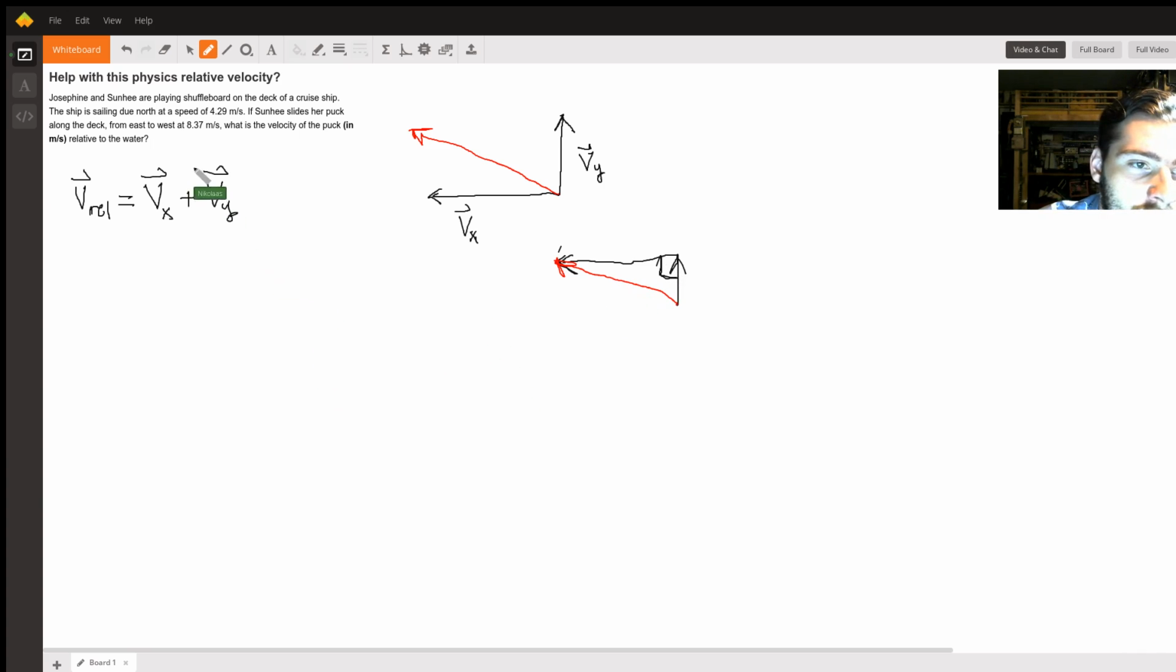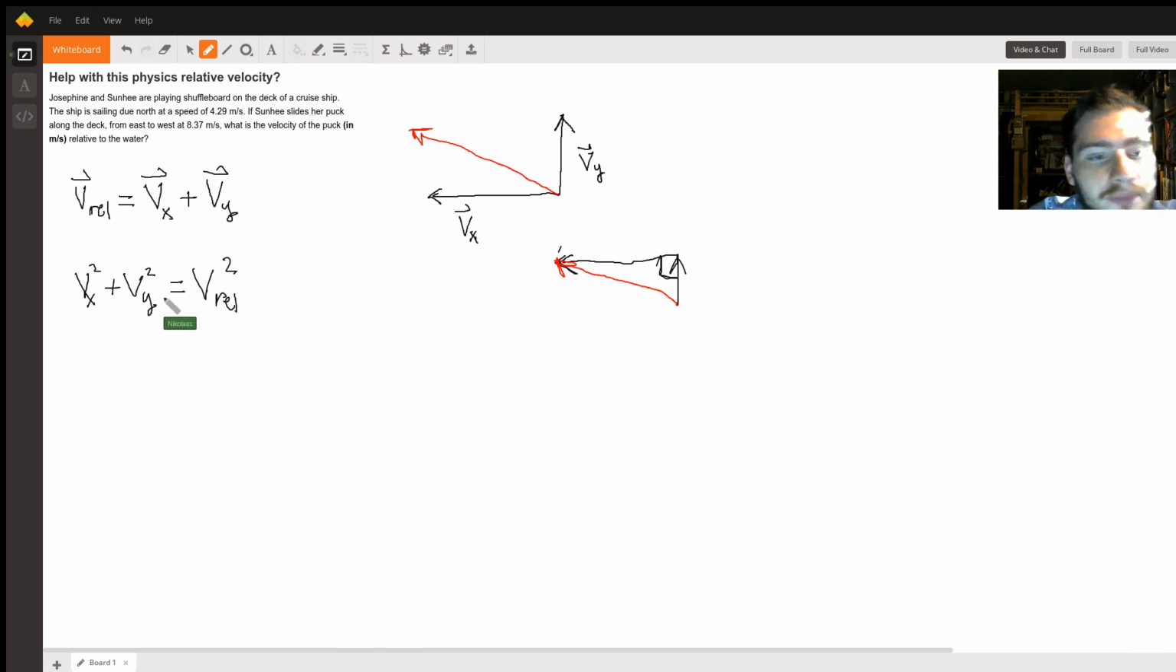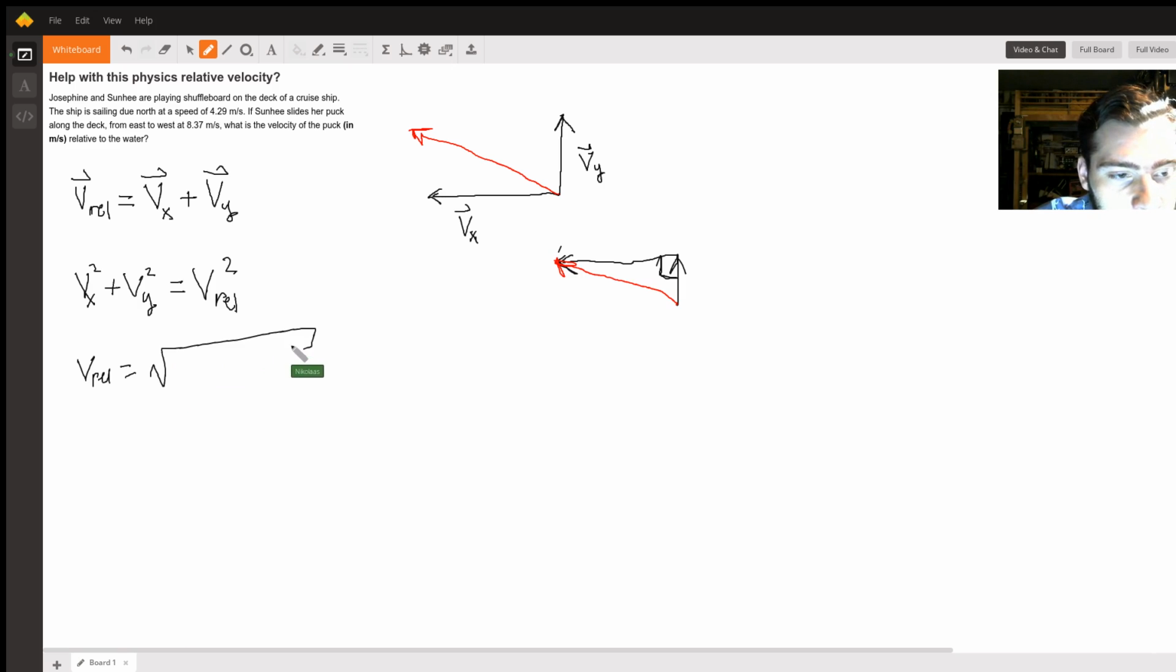We know the numerical magnitudes of the vectors, so all we have to do is use the Pythagorean theorem to figure out the magnitude of the relative velocity vector. Let's state the Pythagorean theorem in terms of our variables. The two legs, v sub x, and I'm just doing the magnitudes here, plus v sub y, both squared: v sub x squared plus v sub y squared is equal to the hypotenuse squared, which in our case is the relative velocity squared. Solving for the relative velocity, it's the square root of v sub x squared plus v sub y squared.